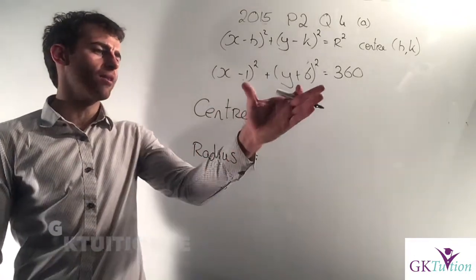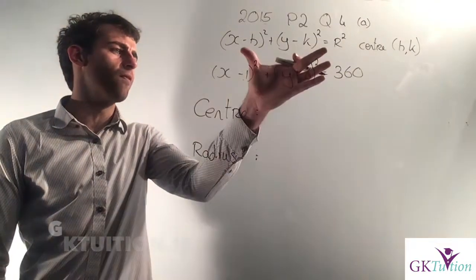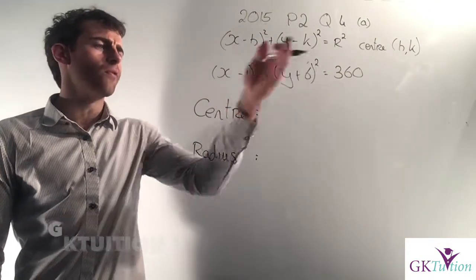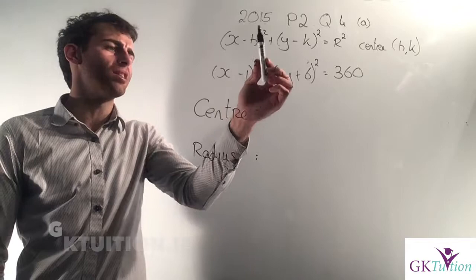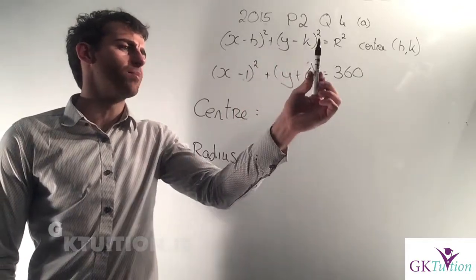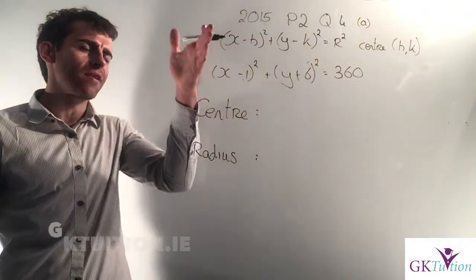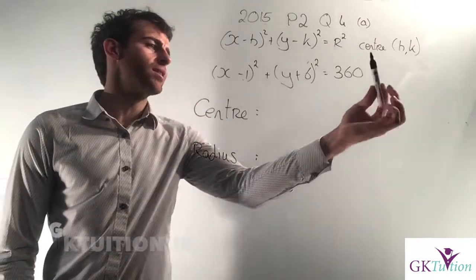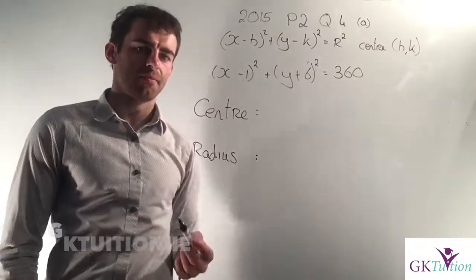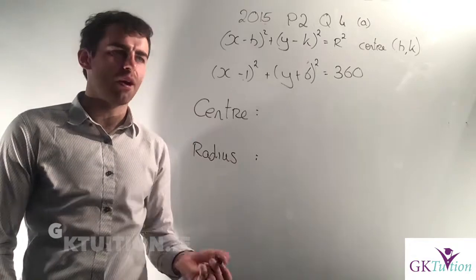Now you should recognise that this circle is in this form. This is a formula in our log tables: (x minus h) squared plus (y minus k) squared equals r squared. And if a circle is written in this form, the centre of the circle is (h, k). That's all information that I can get from my log tables.